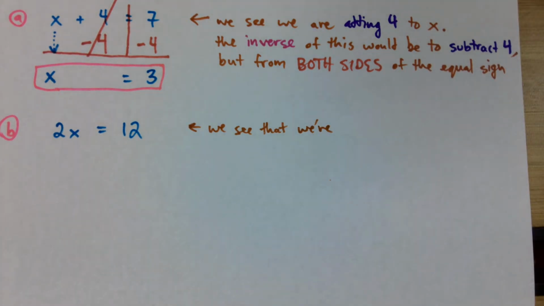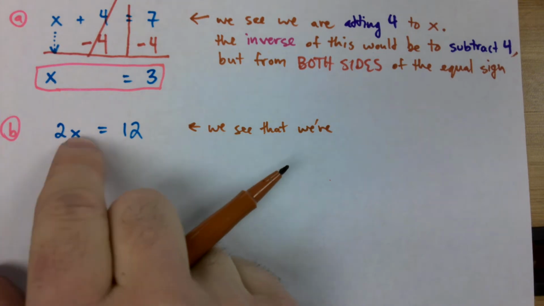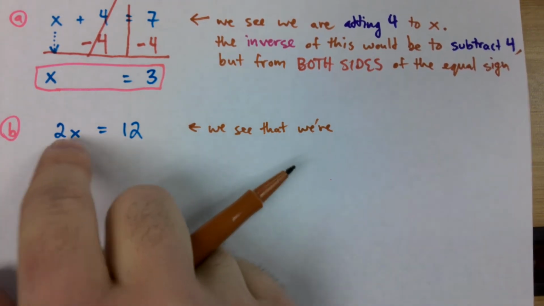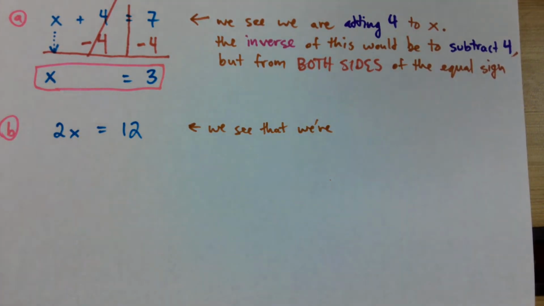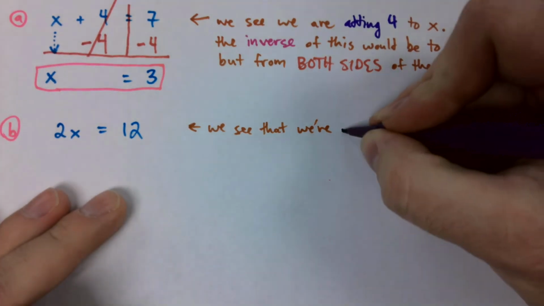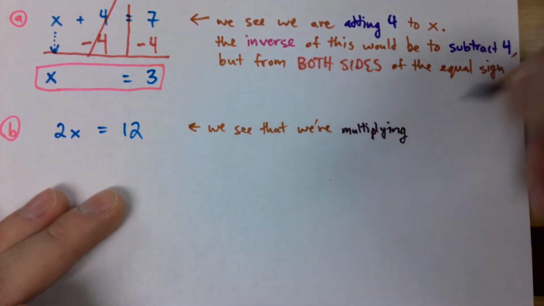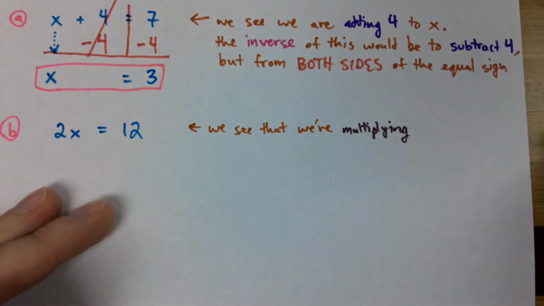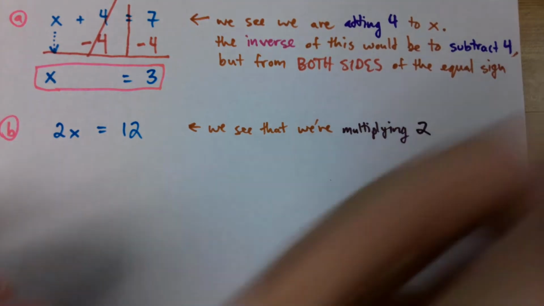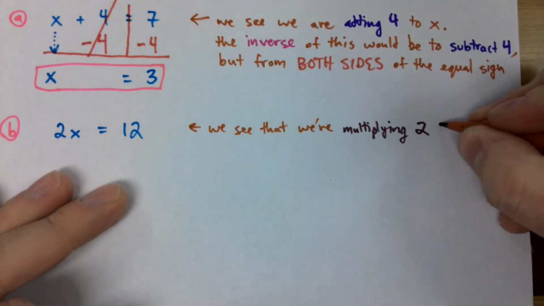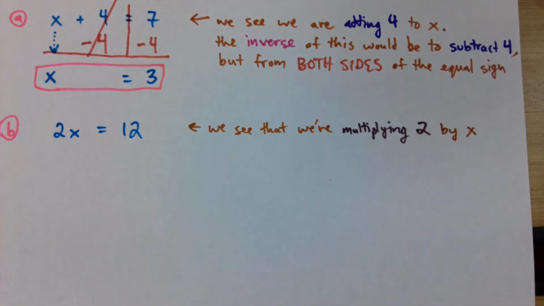And I'll go ahead and ask you guys, what are we currently doing to x? We are multiplying. That's exactly right. 2 right next to the x, that's multiplying. So we see that we're multiplying 2 by x.